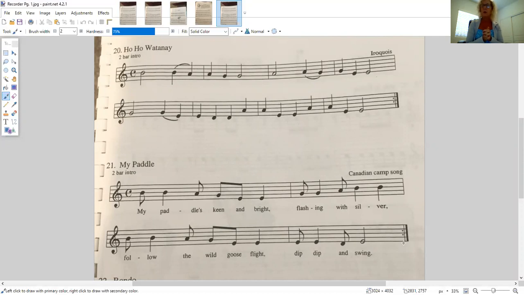The next song is called My Paddle. I'm going to play it for you first. It's one of my favorite melodies. Actually, also, it says it's a Canadian camp song, so it was probably written somewhere in Canada, but I believe it was also written by some natives because it kind of has that sort of sound that you might experience from maybe a flute that maybe wasn't made of plastic at one time. All right, so here's My Paddle.